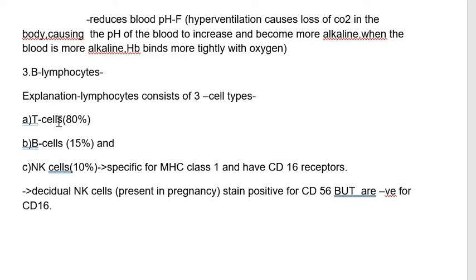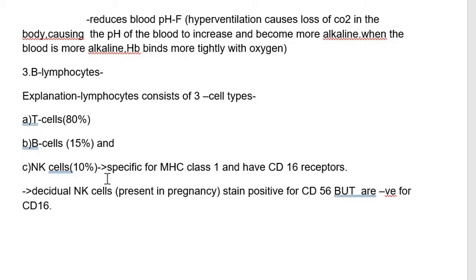So the T lymphocytes, T cells, they will mature in the thymus. That's why the name T cells. B cells, they will be maturing in the bone marrow, and that's why we call them B cells. The T cells make up like 80% of all lymphocytes, and the B cells make up 15% of the cells. And the third type of cells we are going to have, these are the natural killer cells, which are almost like 10%.